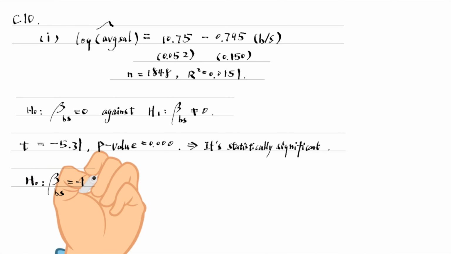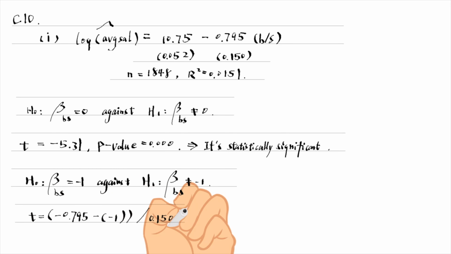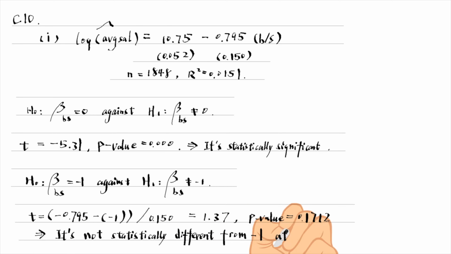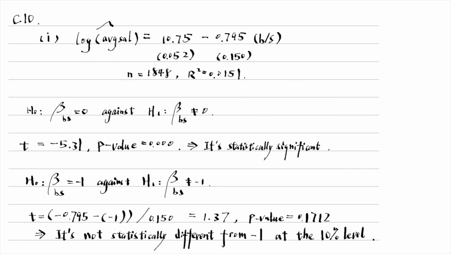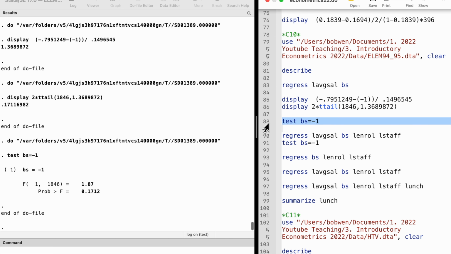For the null hypothesis of beta equals minus 1, we can calculate the t-statistic. It is 1.37 and its two-sided p-value is 0.1712. It suggests that the variable benefits to salary ratio is not statistically different from minus 1 at the 10% level. We can also type test followed by the restriction. It is an F-test and reaches the same p-value.